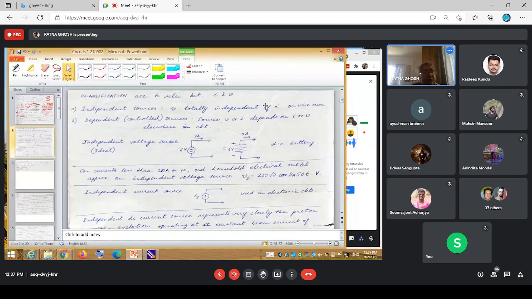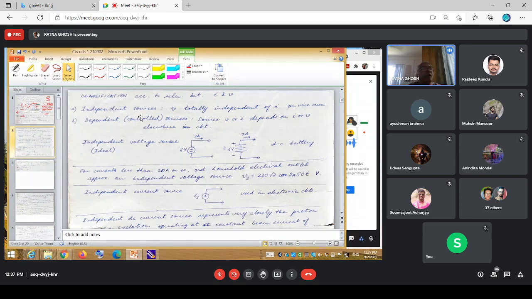If it's an independent current source, then we should be able to say that the current which the source supplies is totally independent of the voltage that is being drawn from that particular source. Unless that is so, we cannot really call it an independent source. So in the truest sense, there is no practical source which is ideally independent. It can be independent over certain ranges of values.